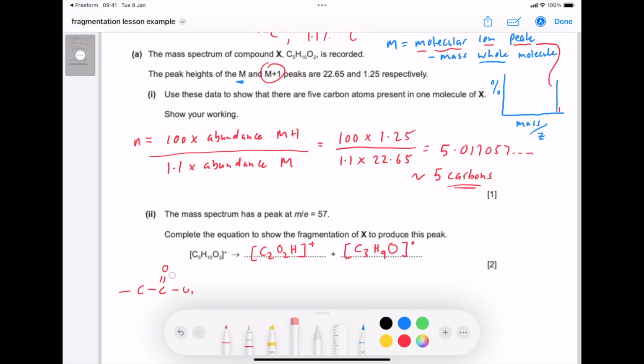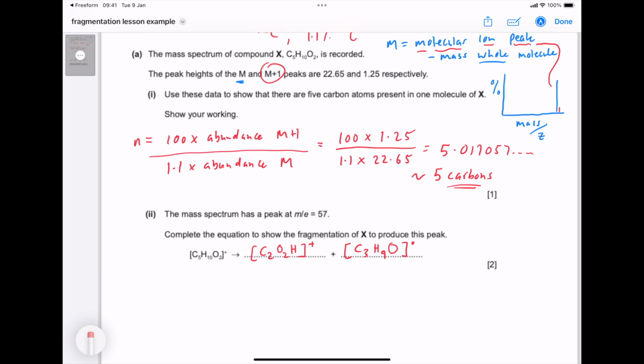So normally, you also see this in exam papers, so it's worth noting. I'm just going to redraw this one again, and you'll see it written as a plus and a dot. Now, why is it a plus and a dot?